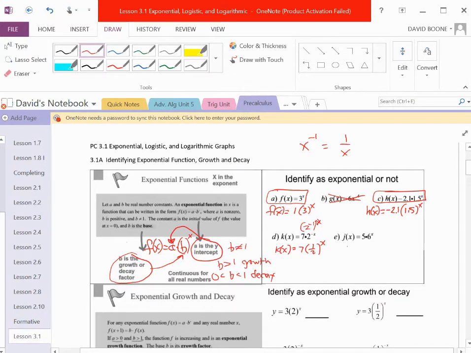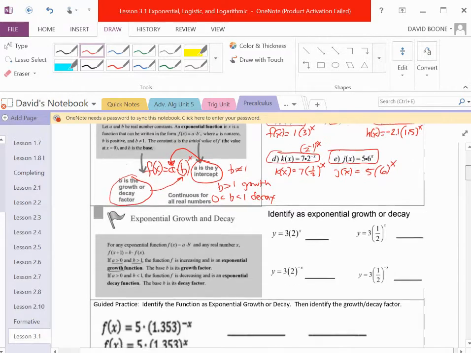And this next one, let me circle that because that's exponential. This one here is also exponential. Simply j of x equals 5 times 6 to the x power, so it does fit that form. All right, so we keep going here.